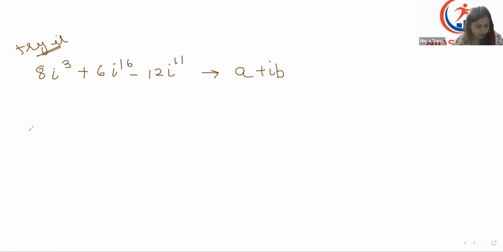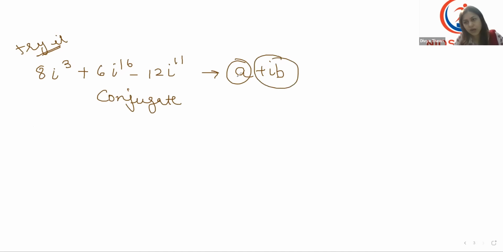Okay. So now proceeding to the further topic in the chapter, that is the conjugate of a complex number. Conjugate is nothing, you have to just change the sign of the imaginary part. This is the real part and this is the imaginary part. So in order to write the conjugate of a given complex number, you have to just change the sign of the imaginary part of the given complex number. Is it clear?